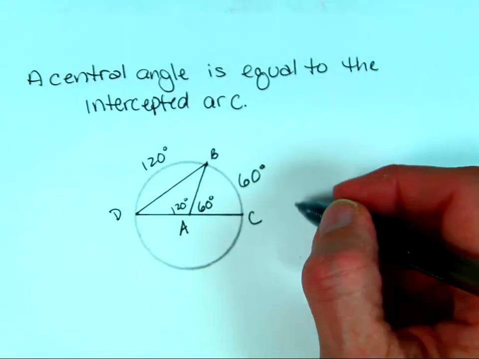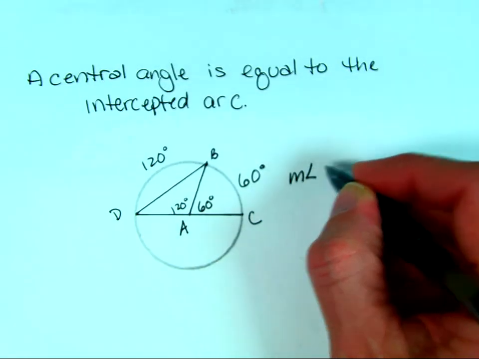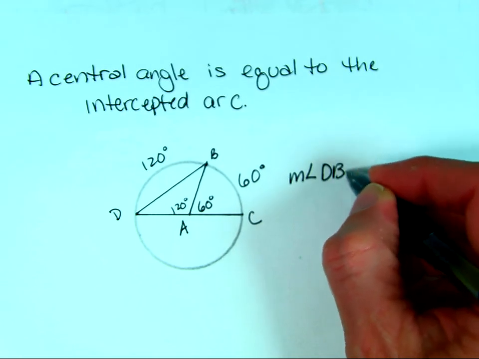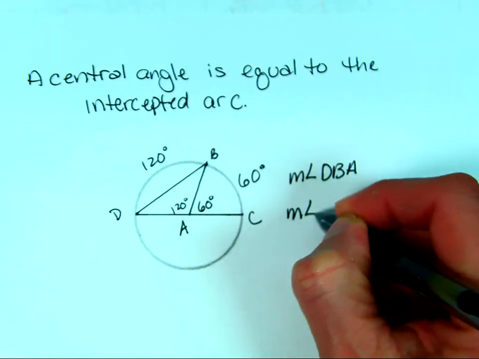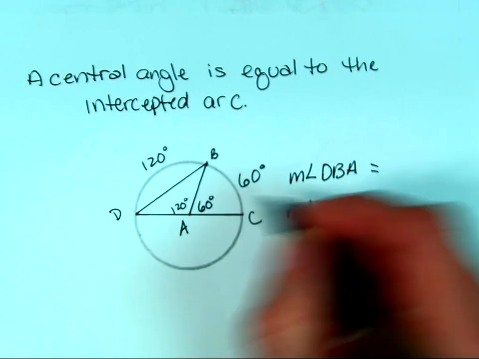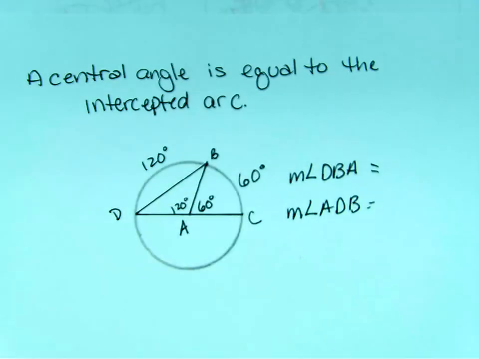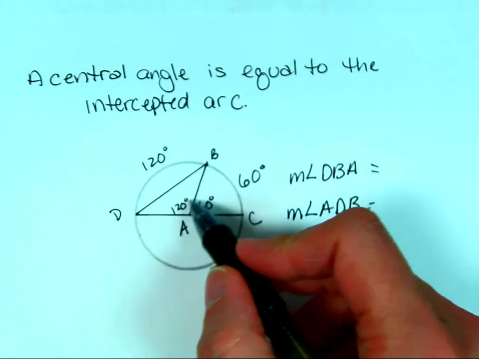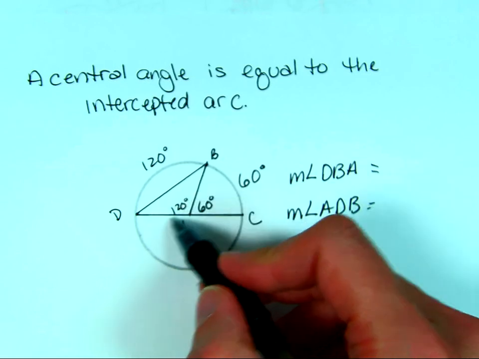So I also need to find the measure of angle DBA and the measure of angle ADB. So I want to find these two angles. When you look at a problem and you're kind of confused about how you're going to do that, always go back to things that you know. So I know that all the angles of a triangle add up to 180. Hopefully you noticed that triangle there.